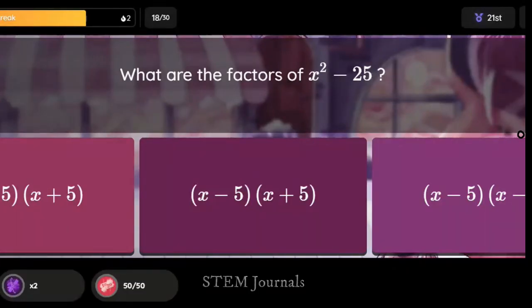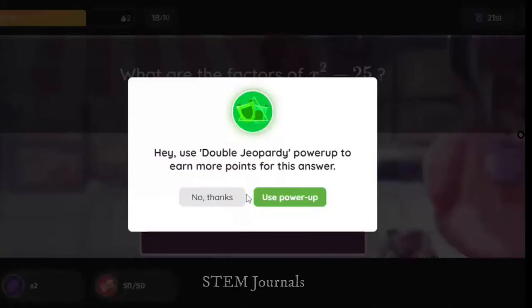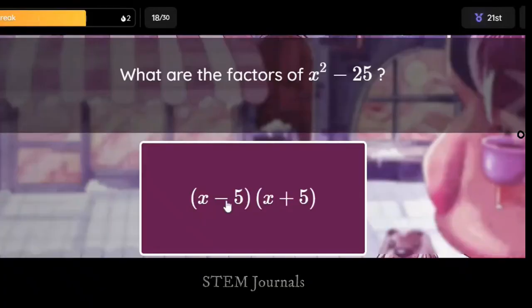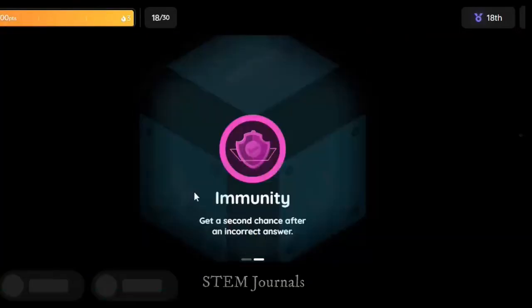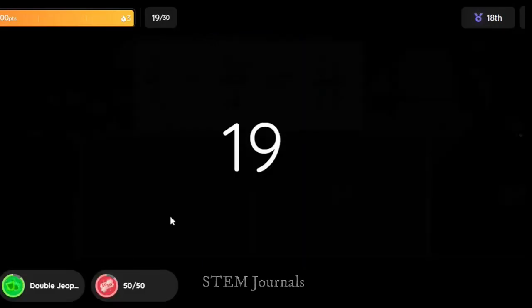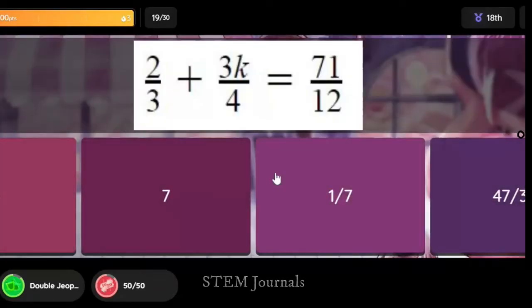So, alin dyan yung magkaibang operation? This one. Ayan. Special product kasi siya. So, this one is our answer. Okay, next.